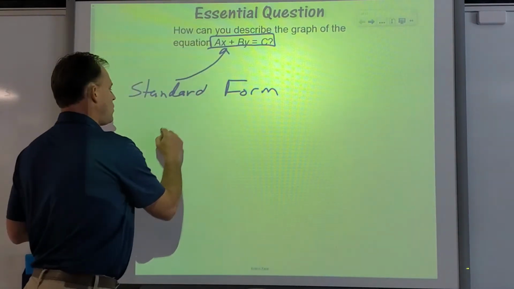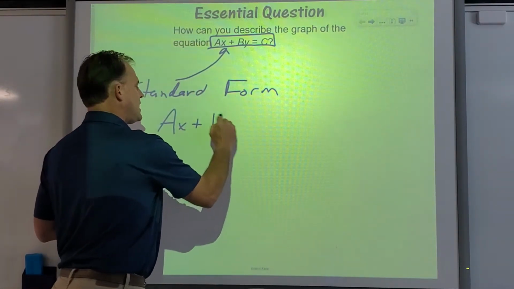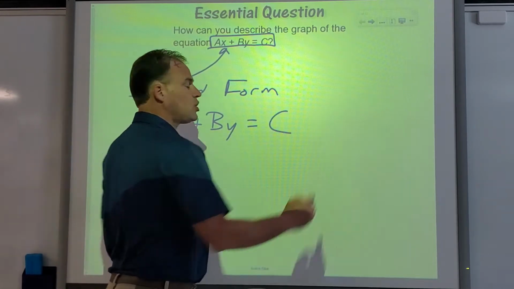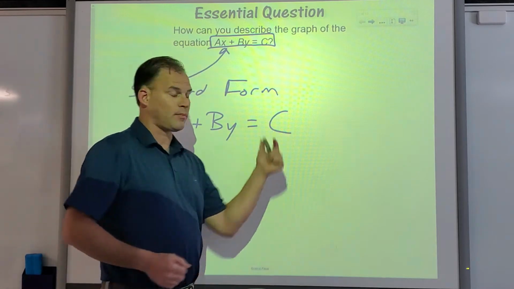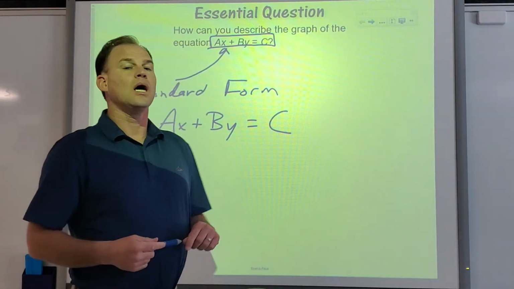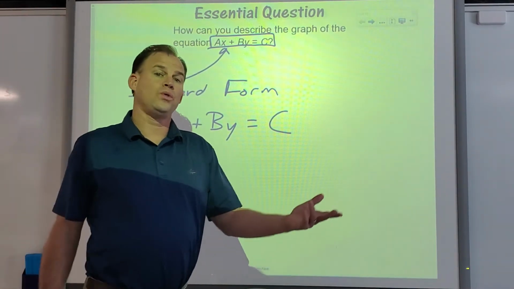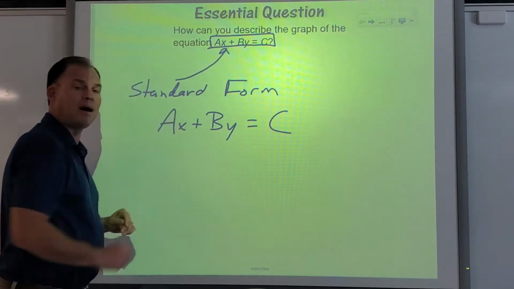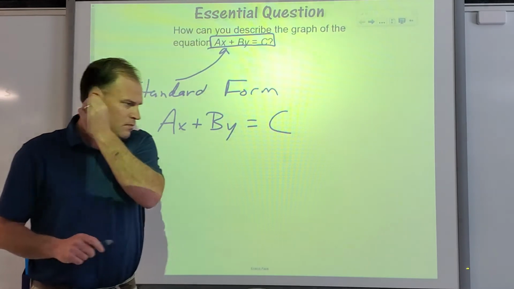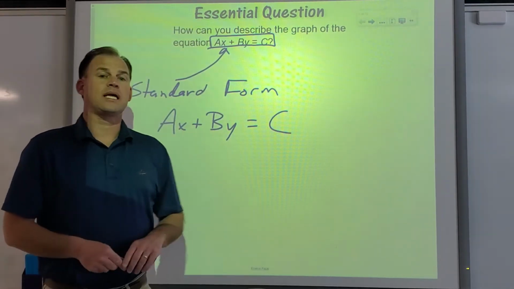The x and the y are on both sides. A and b are the coefficients on the x and the y. C is over here by itself. C is a constant. When it's written like this, everything's a whole number. Usually A is positive, but that's a standard form of an equation.